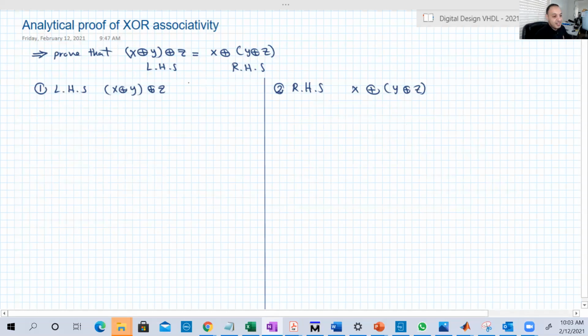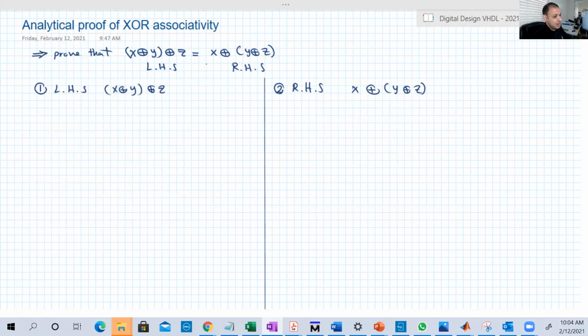Hello guys, so in this video we're gonna prove the associativity, or the associative property, for the XOR gate. Then it will be easier for you in your homework to do the proof for XNOR, okay? So basically we wanna prove that X XOR Y, then the result XORed with Z, is exactly equal to Y XOR Z, then the result is XORed with X. That's what we want to prove.